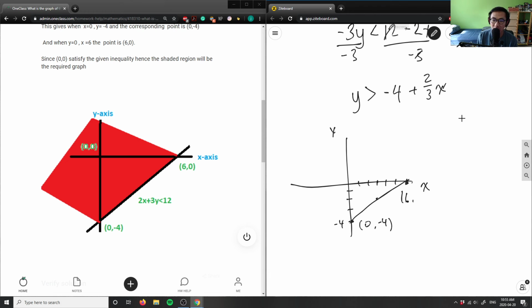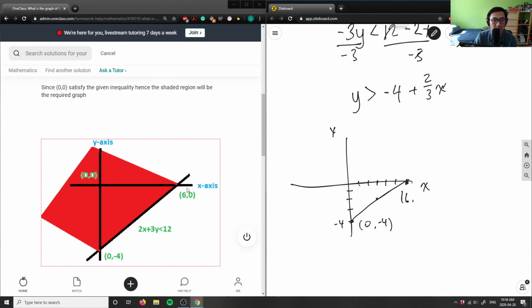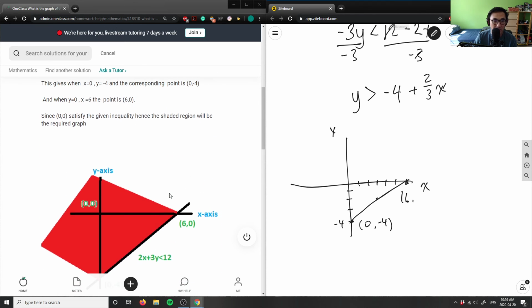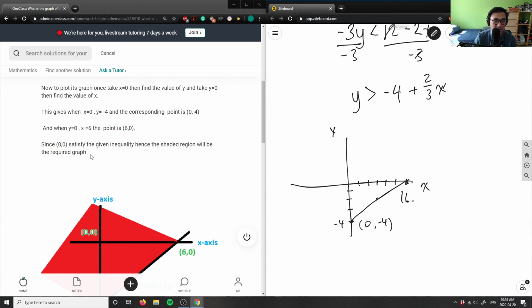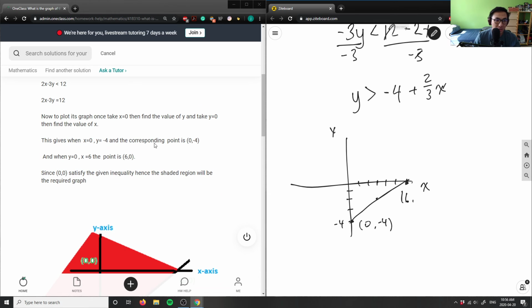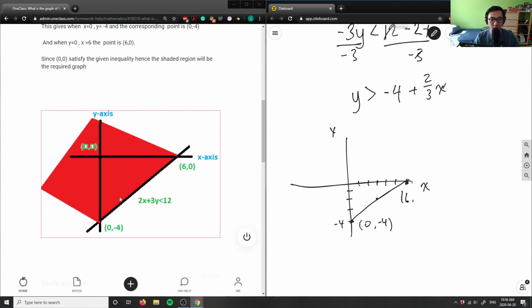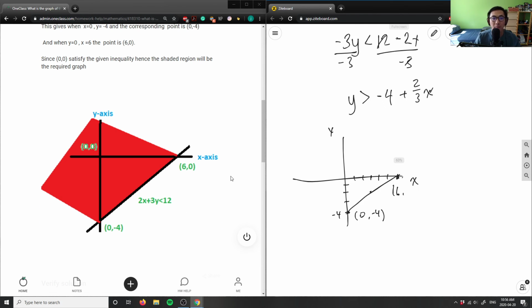So it can't extend into the next quadrant or this quadrant here, because remember, it has to still satisfy my equation here, negative 4 plus 2 over 3x, where y has to be greater than this equation. So this solution here is correct. Again, they drew out the plane in which they said since 0, 0 satisfies the given inequality, hence the shaded region will be the required graph, right? This graph shows this plane here, and my line lies on this plane. So my solution here is correct.